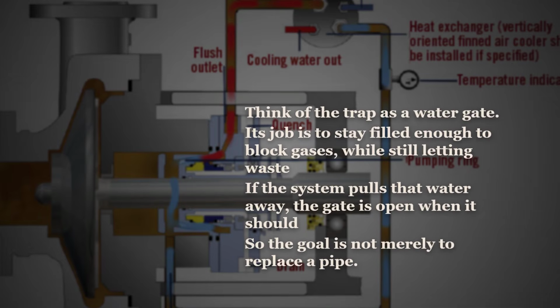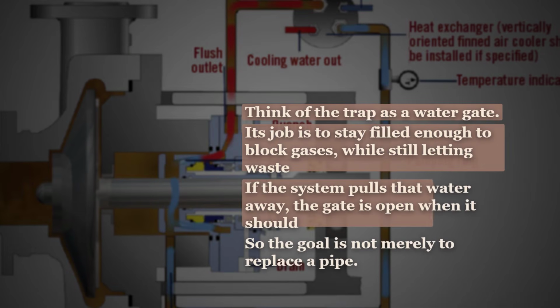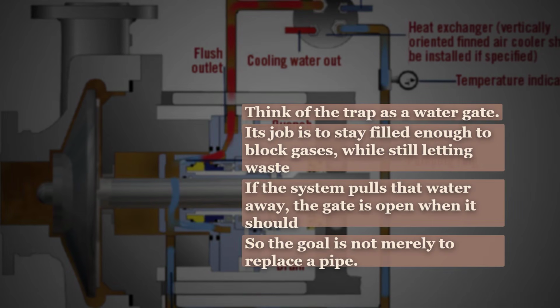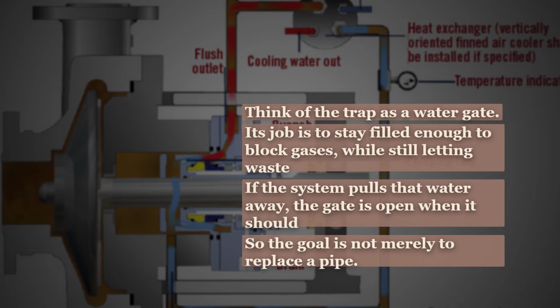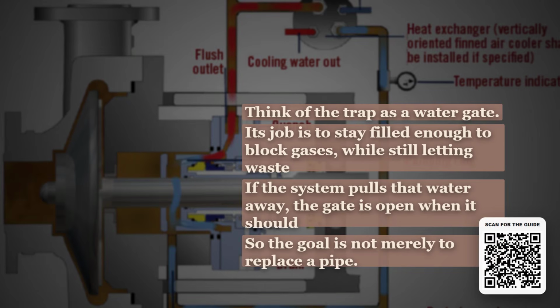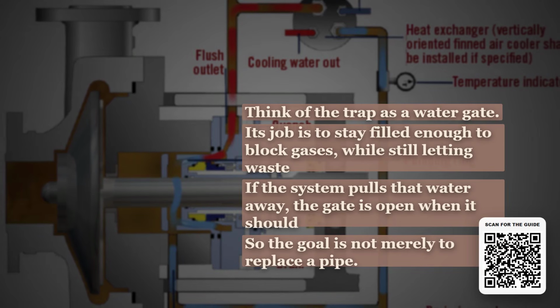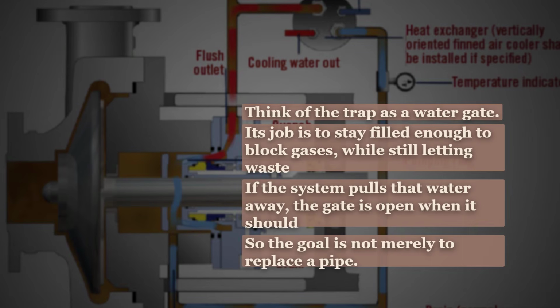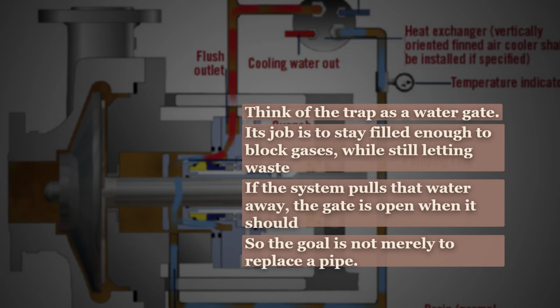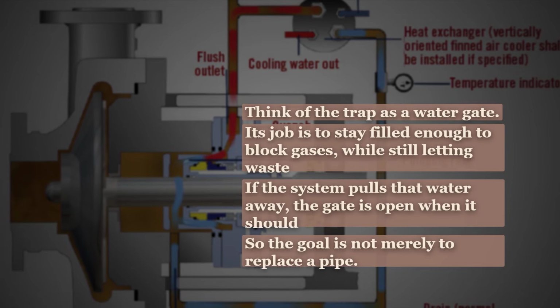Think of the trap as a water gate. Its job is to stay filled enough to block gases, while still letting waste pass. If the system pulls that water away, the gate is open when it should be closed. So, the goal is not merely to replace a pipe. The goal is to create conditions where the water seal can survive normal use. That means proper shape, proper venting, proper slope, and proper connection to the rest of the drain system. Miss one of those pieces, and the same symptom can come back.